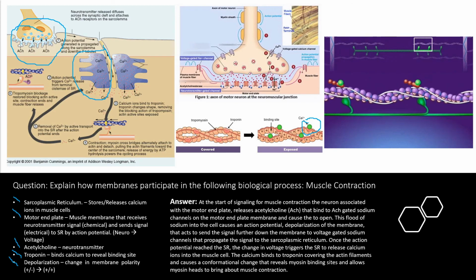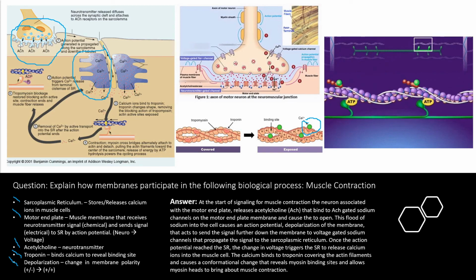Once the action potential reaches the sarcoplasmic reticulum, the change in voltage triggers the sarcoplasmic reticulum to release calcium ions into the muscle cell. The calcium binds to troponin, covering the actin filaments, and causes a conformational change that reveals myosin binding sites and allows myosin heads to bring about muscle contraction.